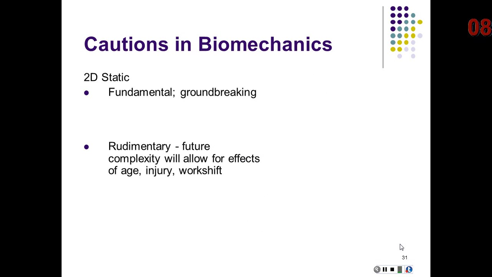The homework has several problems where you're interpreting the same information. But before I leave, I just wanted to give you some cautions about biomechanics. First of all, the two-dimensional static model was groundbreaking at the time, back in the 1970s or 80s, whenever these were first developed. This was one way we could estimate some of the effects due to forces and moments on our body. But it is rudimentary. It only will look at an instant at a time.